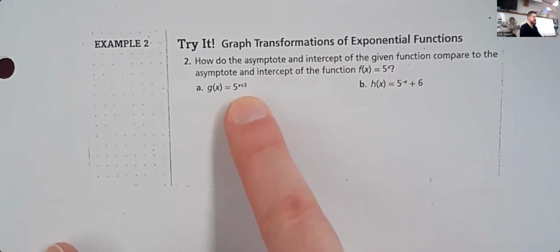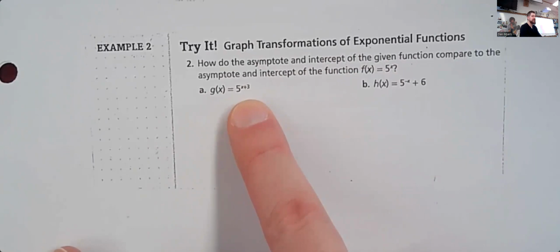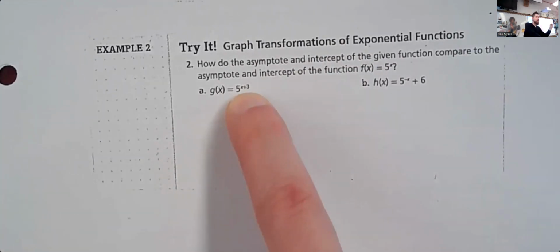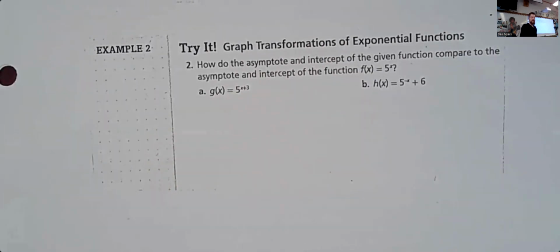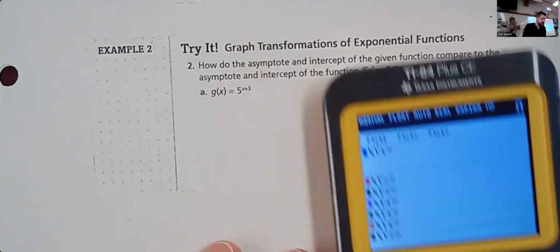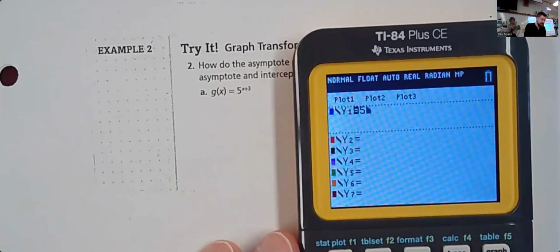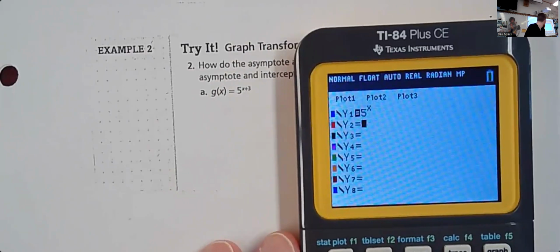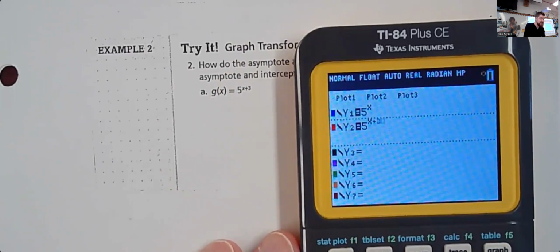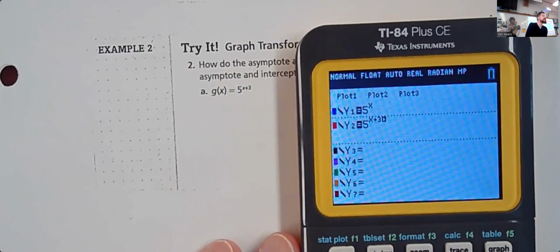So take a look here. This is going to be a little bit odd. What do you think is going to happen to this one? So if it was like 5 to the x and then it was +3, but the +3 wasn't part of the exponent, then yes, it would go up 3. Let's type this in and see what happens. Let's type them both in. So we're going to have 5 to the power of x. So there's our parent function. And let's go to 5 to the x plus 3. And let's see what happens. Any guesses?